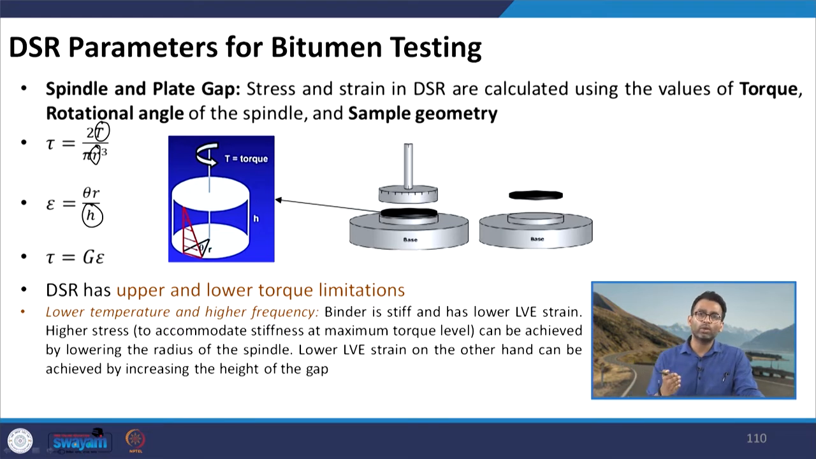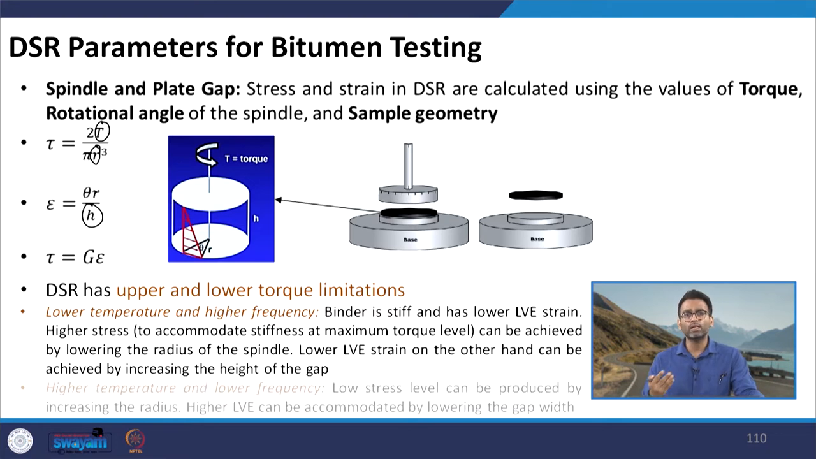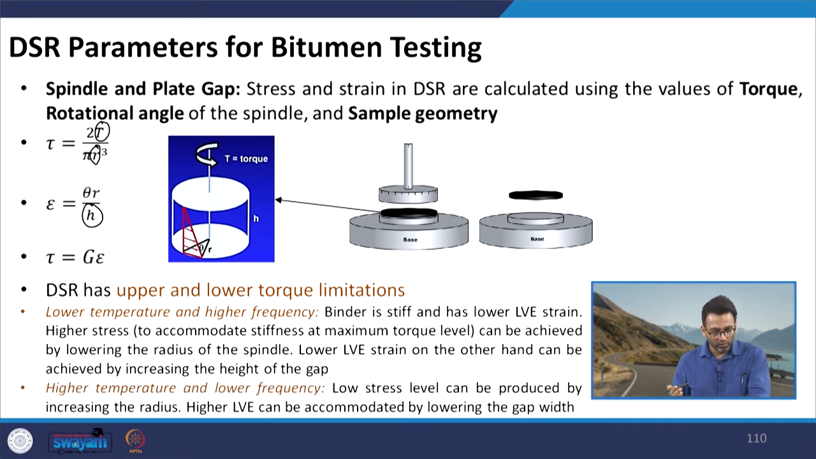At lower temperatures and at higher frequency, we need a geometry such that the radius of the specimen is low and the height of the specimen is more. Now let us talk about the other end, where we are trying to measure the response of the binder at higher temperature and lower frequency. So here we need to induce low stress because the binder is more viscous in nature.